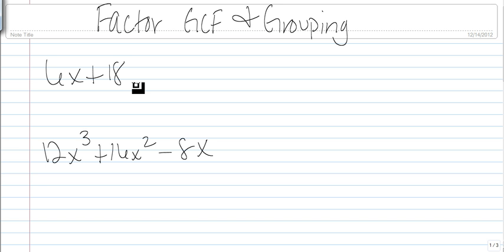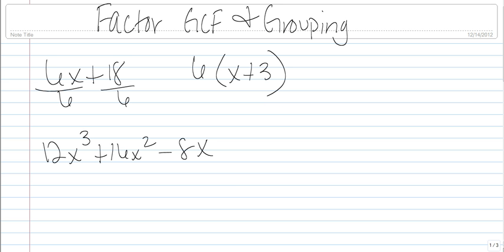So my 6x and 18. What's the biggest number in this case that can go into both 6 and 18? Of course, it's 6. So once you grab a hold of that 6, you want to figure out what you have left over. How you figure that out is that you take both of your terms and divide them both by 6. So 6x divided by 6 is just x, and 18 divided by 6 is 3. So that's what you have left over. If you were to distribute that through, you'll come back up with your original problem.